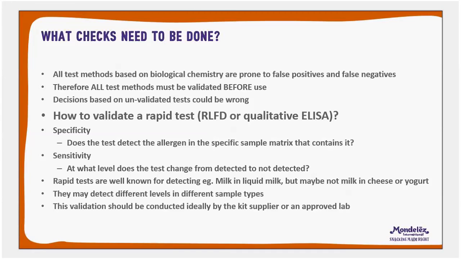The reason these two checks are so important is that we know rapid tests are well known for detecting, for example, the presence of milk protein in liquid milk, but maybe they're not very good at detecting milk protein in either cheese or yogurt. They are variable. We also know that they may detect milk protein in liquid milk at a very sensitive level, but may not detect milk protein in cheese at the same sensitive level.